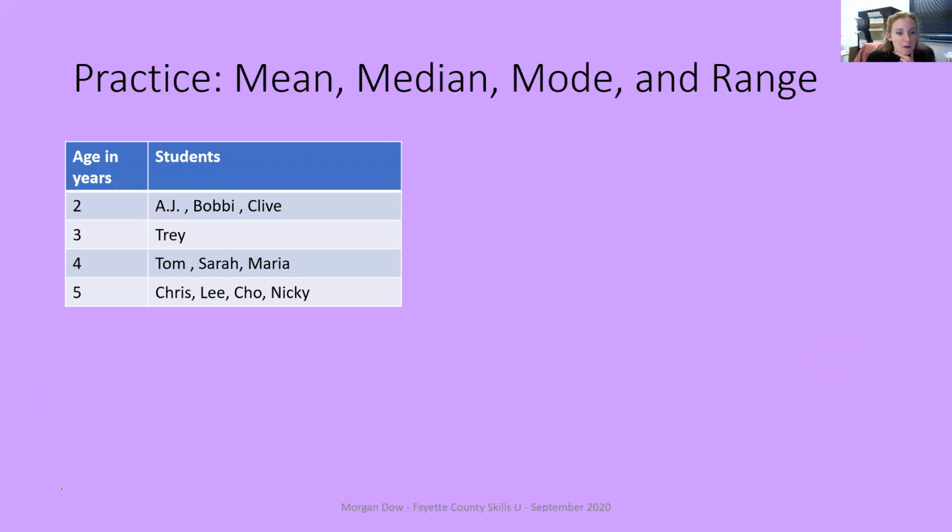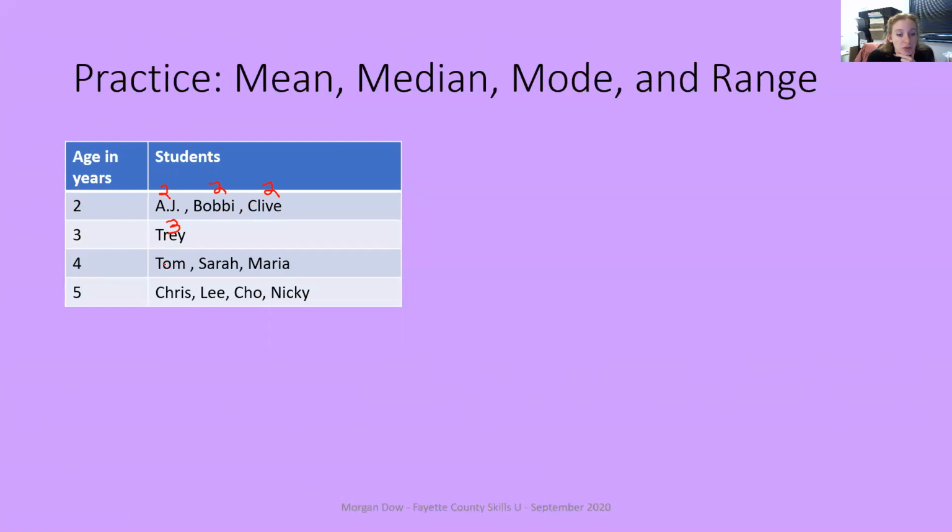Let's get some practice here. So I have a table here where we have age in years, and then we have students. And it looks like maybe this is a daycare or a preschool that we're looking at. So I've got 3 students who are each 2 years old. So AJ is 2, Bobby is 2, and Clive is 2. I've got 1 student who's 3, so Trey is 3.